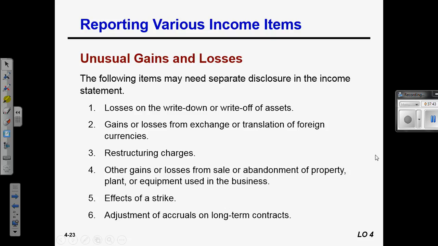Gains or losses from exchange or translation of foreign currencies. Do people do exchange and translation of foreign currencies into U.S. dollars or into some other currency, foreign currency? Now, sure, those gains and losses would go in there too.